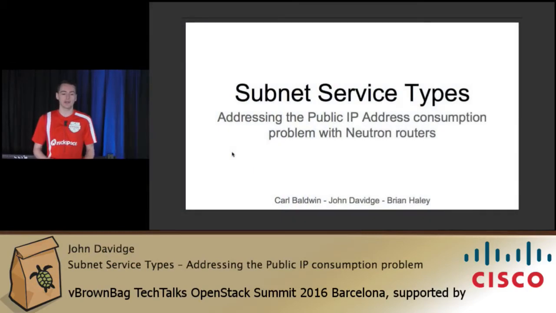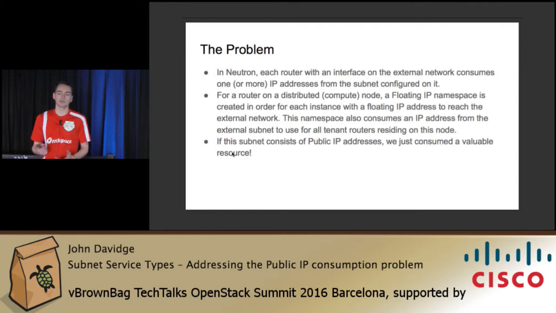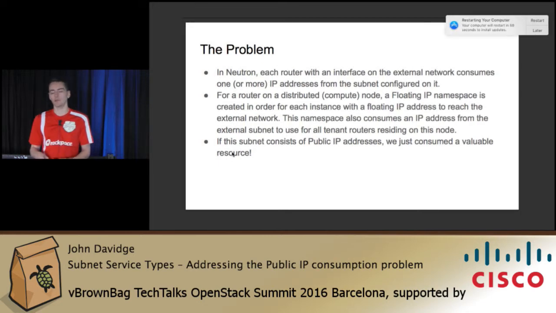Today I'm going to talk about a new feature that we've just added in the Newton cycle called Subnet Service Types. So what are we trying to solve with Subnet Service Types? The example I'm going to talk about today is the case of a router and its external gateway. In Neutron right now, each router that has an interface on the external network is going to consume at least one IP address from the subnet that you've got configured on that network.